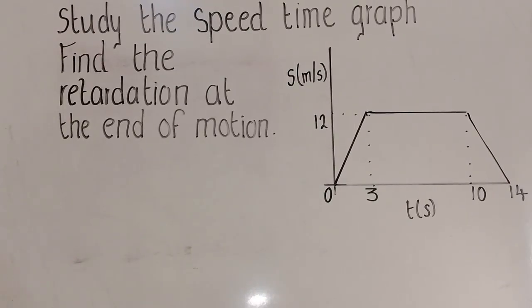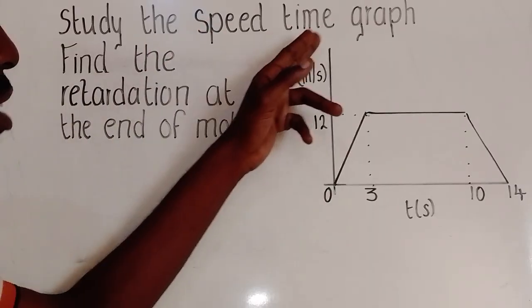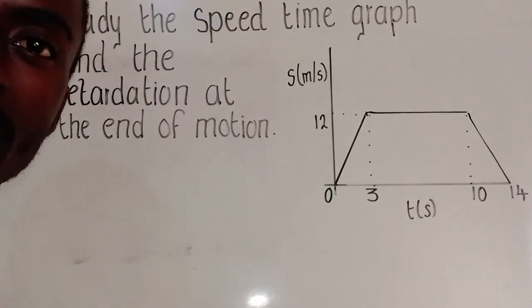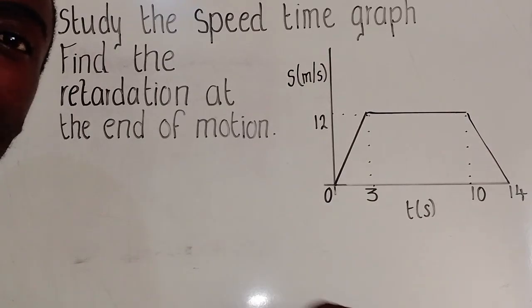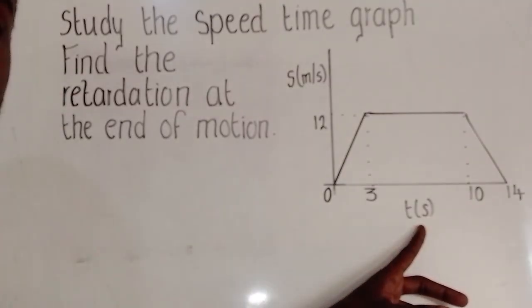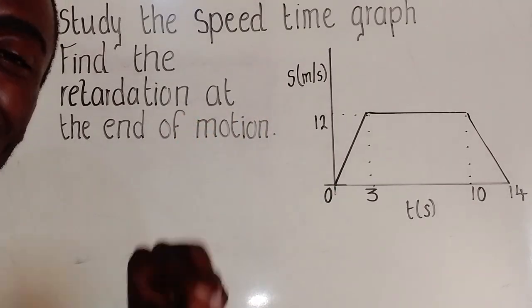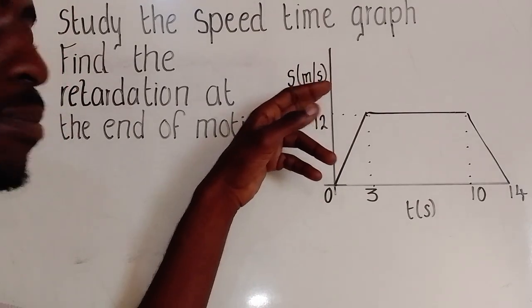Okay, so we have a mathematics question that says study the speed time graph. A speed time graph is a graph showing speed and time. Time is a measure of an event, and the SI unit is seconds. Speed is the change of distance with time, and the units are meters per second.